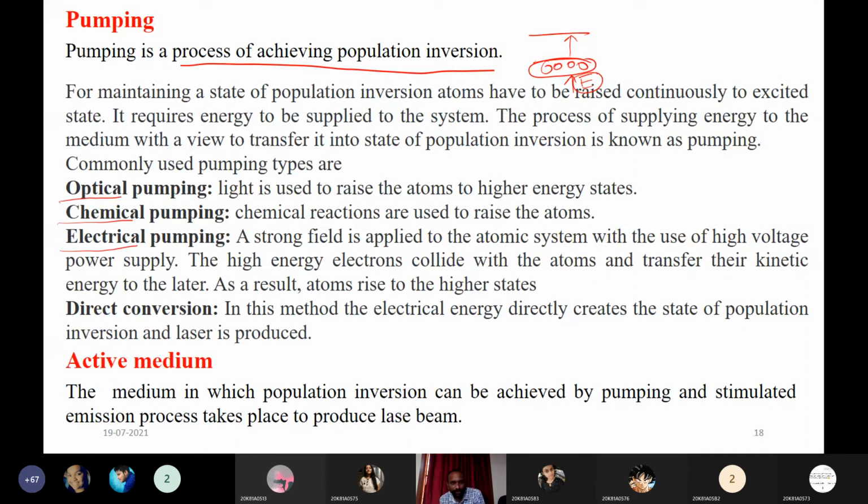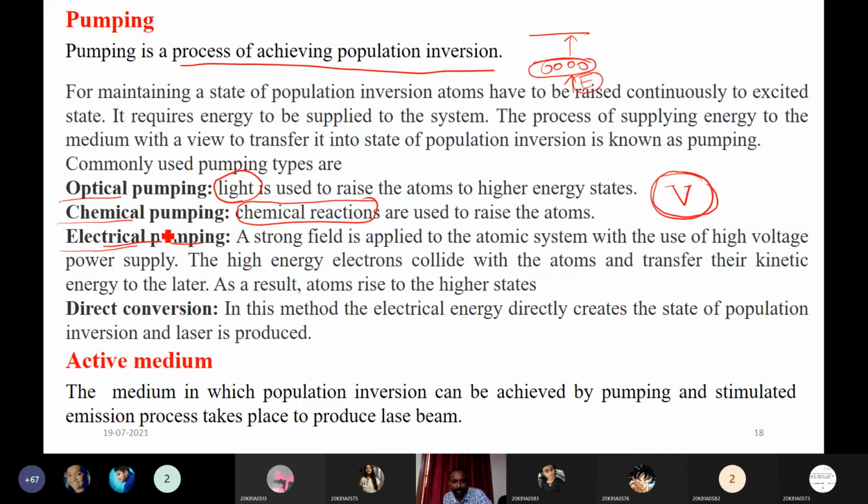To create population inversion, we have three processes. One is optical pumping, another is chemical pumping, and the third one is electrical pumping. In optical pumping, we use some light source and send the atoms from the ground state to the excited state. In chemical pumping, we use chemical reactions to send the atoms from the ground state to the excited state. And in electrical pumping, we give some voltage, very high voltage or depending on the requirement, and send the atoms from the ground state to the excited state. This is electrical pumping.